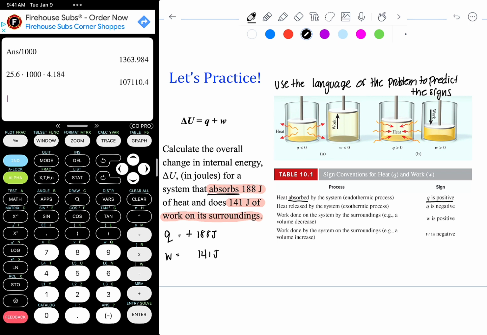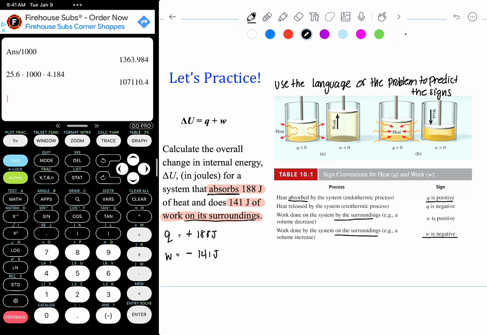Now for work, it says that 141 joules of work is done on its surroundings. So we have two options, by the surroundings and on the surroundings. Well, the problem says on the surroundings, so W would be negative. So this would be negative 141 joules.